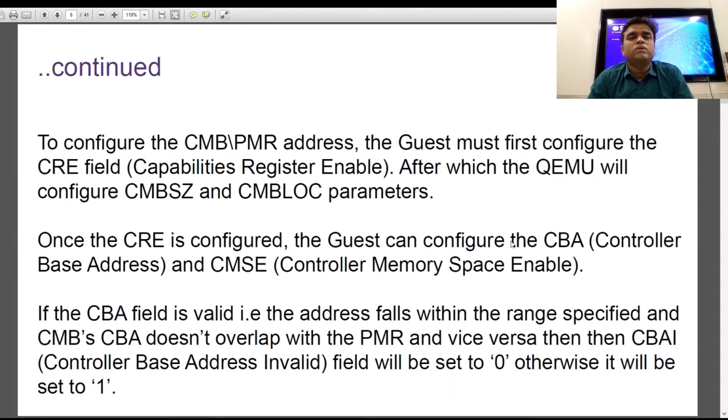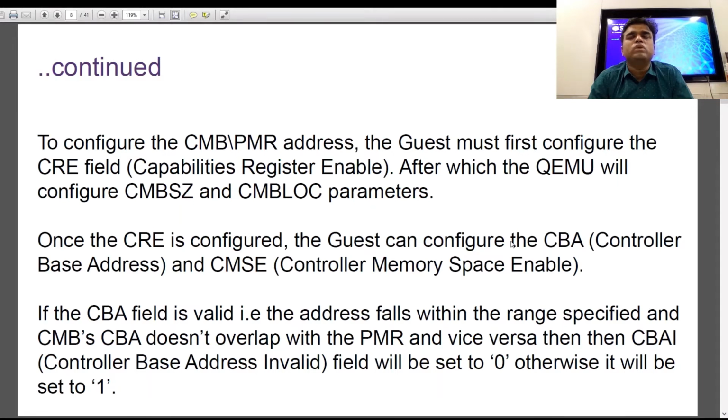So after the CRE is configured, now the guest can write the CBA. CBA is nothing but the controller base address, where the actual address of the CMB and PMR region will be configured. And along with that, it will also write the CMSE, that is nothing but the controller memory space enable.